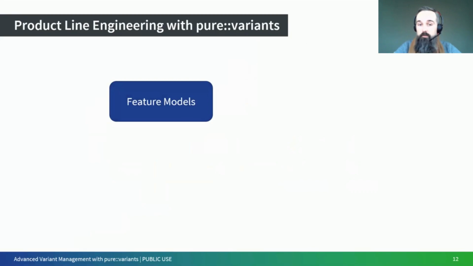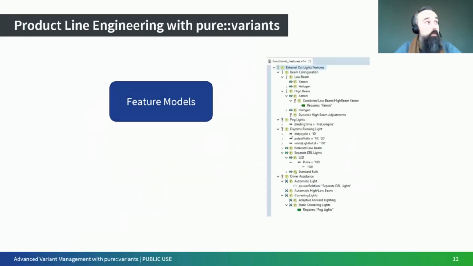Coming back to the solution we offer, how do we realize this? And now let me get more concrete. Pure Variants follows the feature-based product line engineering approach according to ISO 26580. In Pure Variants, you create a so-called feature model that captures all the high-level features that you can include in a variant of your product along with their dependencies.